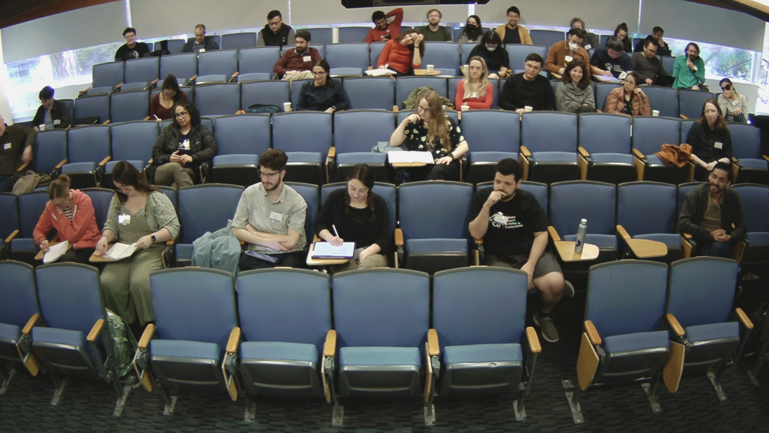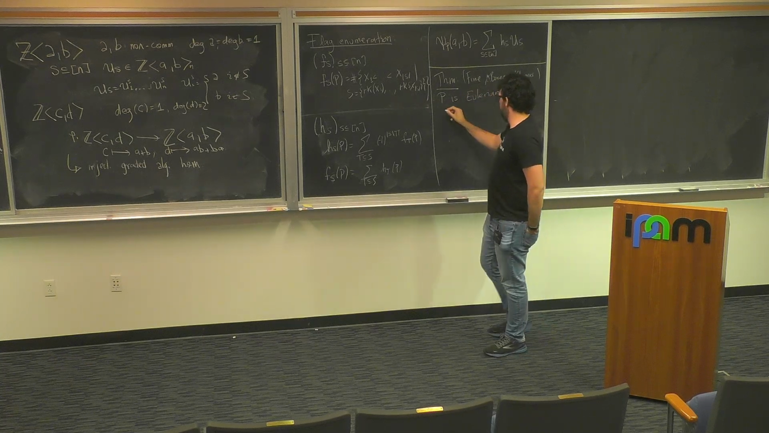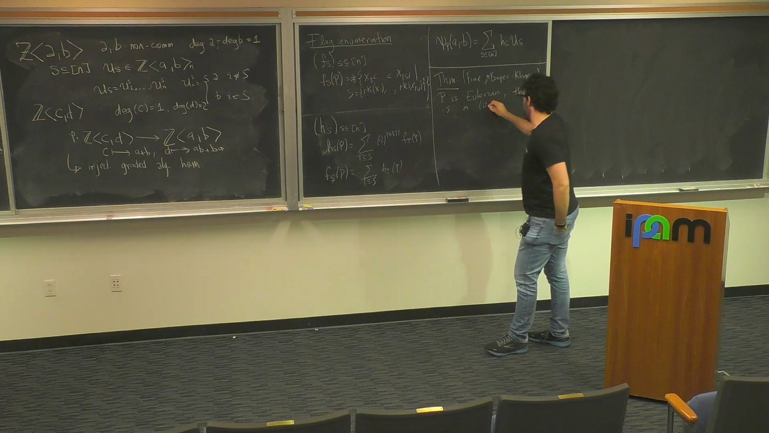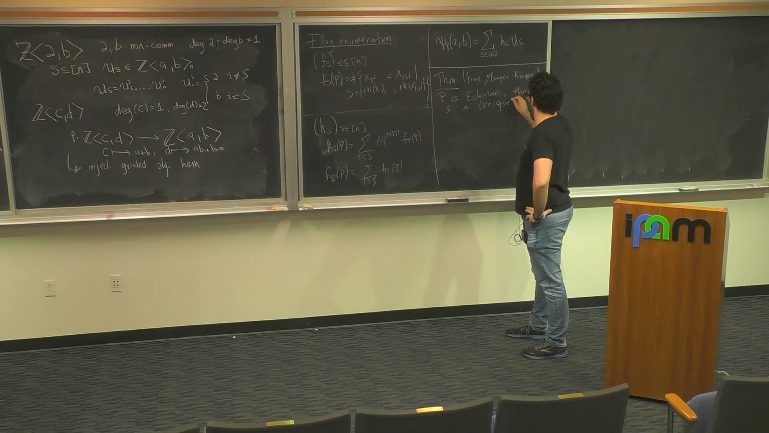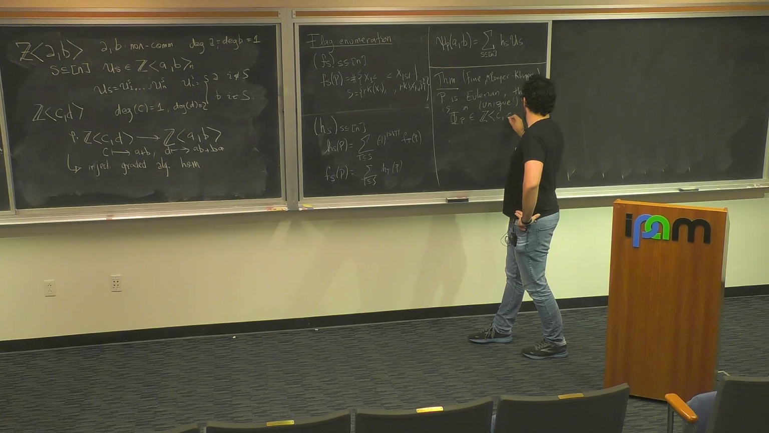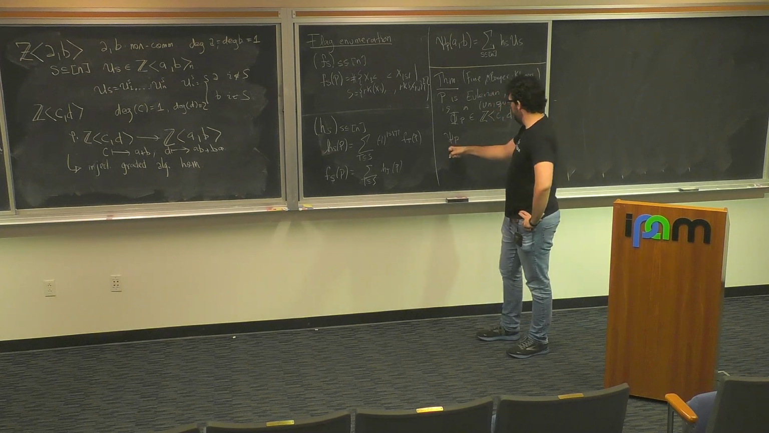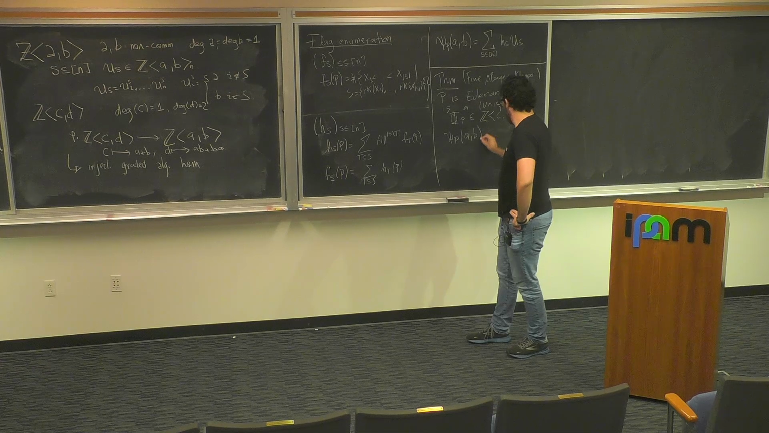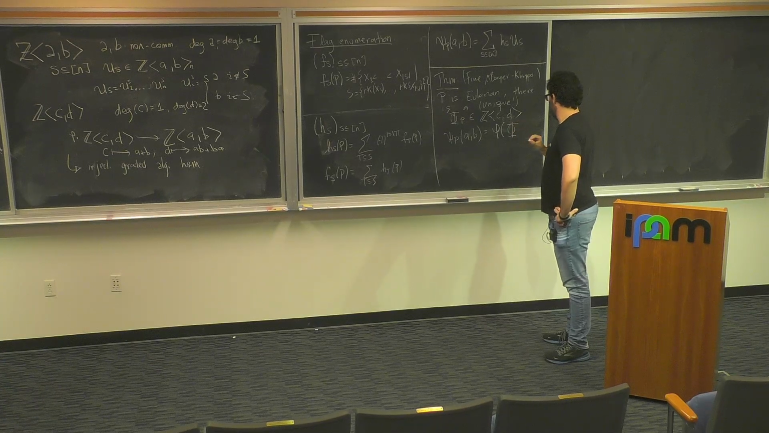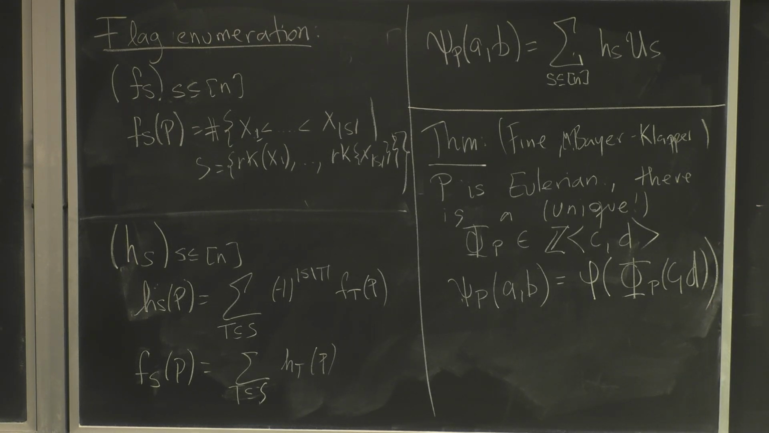But what it says is that if P is Eulerian, there is, and in this case it's unique because that homomorphism there is unique, a Phi P in C in two non-commutative variables such that this thing over here is equal to phi of this guy over here. Okay?